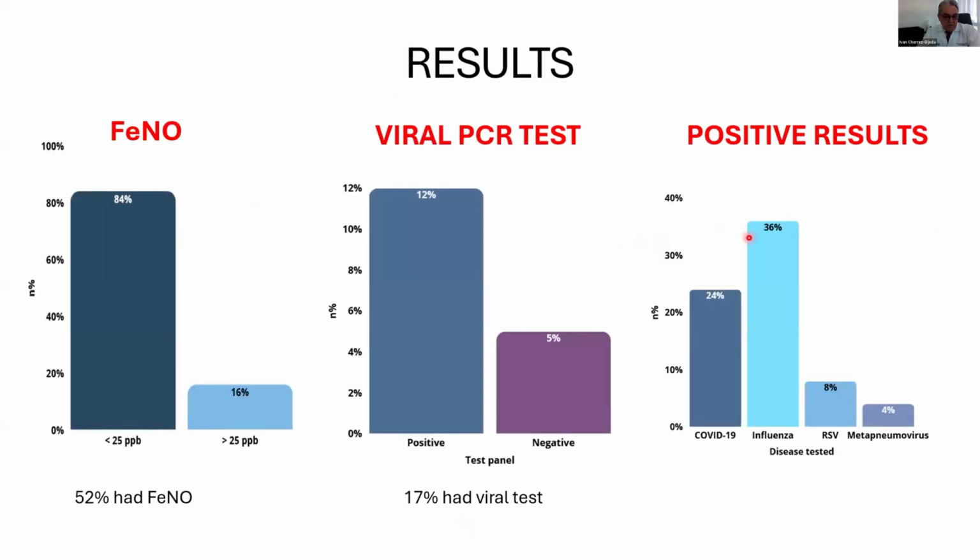Moreover, 52% of our patients had a FeNO, and 16% of them reported a high level of FeNO. In addition, only 17% had viral tests performed, and out of those, 72% had positive tests for viral infection, the most frequent viruses being influenza, COVID, and RSV.